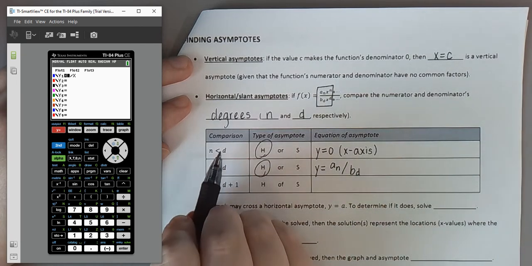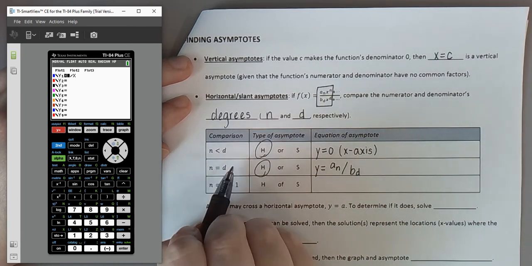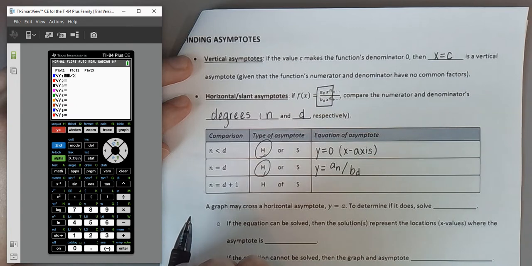Now the only other possibility: n could be less than d, it can be equal, or maybe n is greater than d. If n is greater than d, we do not have a horizontal asymptote. So automatically we rule that out.